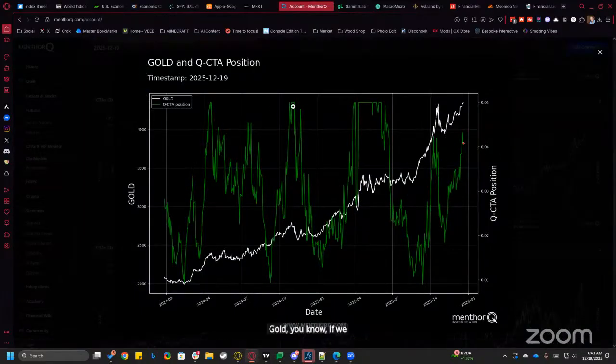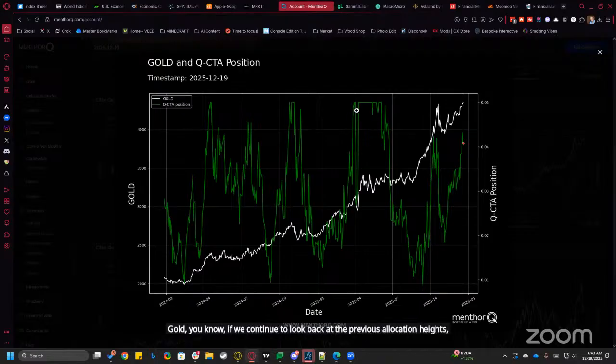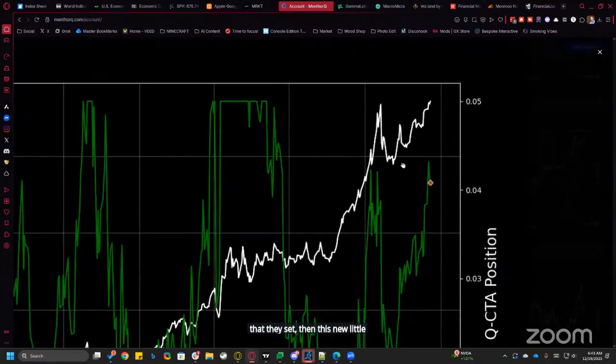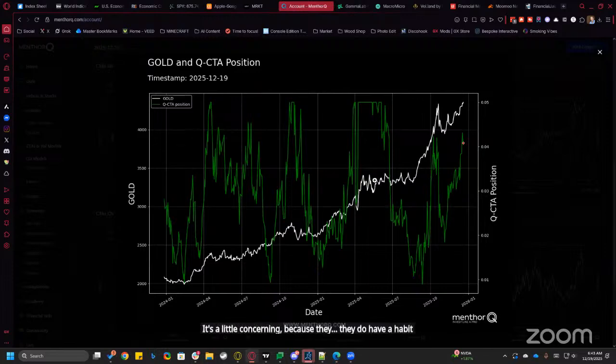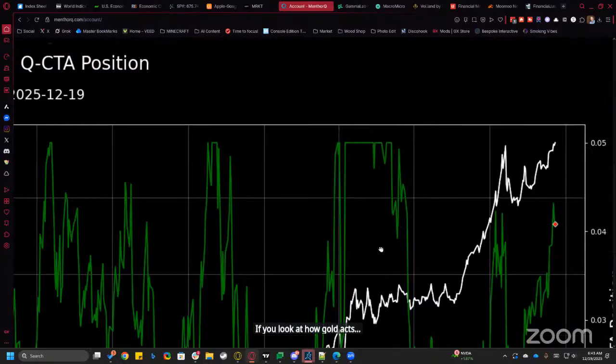Gold, if we continue to look back at the previous allocation heights that they set, then this new little breakout is curious, but there's still room left if they want to allocate more. We do have to be a little concerned, but we are back to this previous high, and we can look back and see that we've got more room should we need it. It's a little concerning because they do have a habit. If you look at how gold acts, they do have a habit of following the stall. And when we stay sideways like this, they run sideways and or start to de-risk.